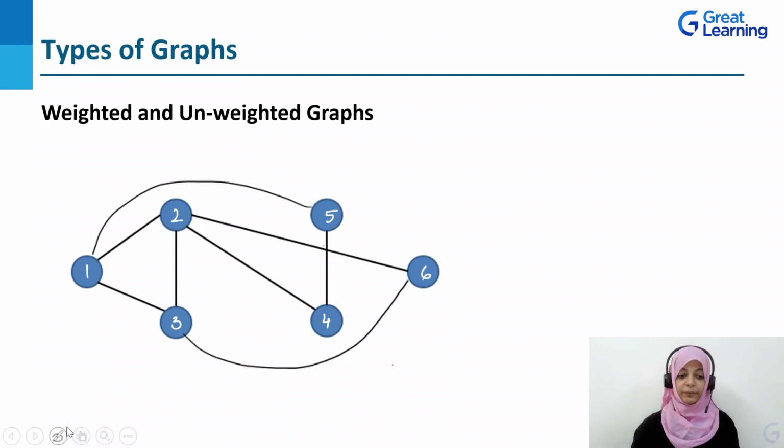Now, one point to remember here is that weighted and unweighted graphs can also be directed or undirected graphs. So it does not really matter whether the graph is directed or undirected. What we are trying to understand is what is weighted and what is unweighted. Now, what is an unweighted graph? An unweighted graph is one wherein we do not have any values associated with the graph.